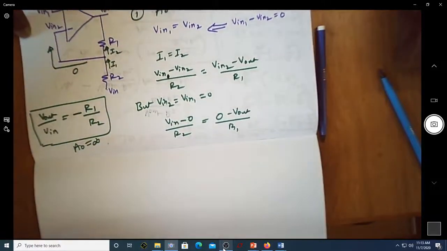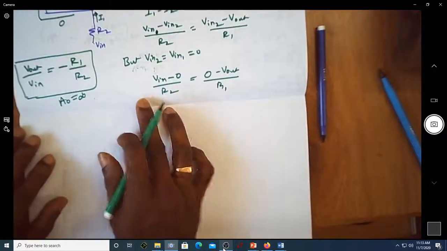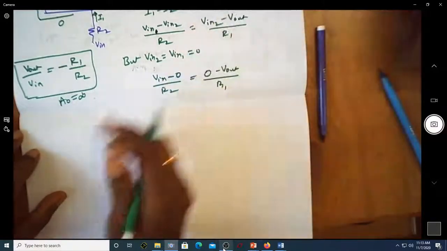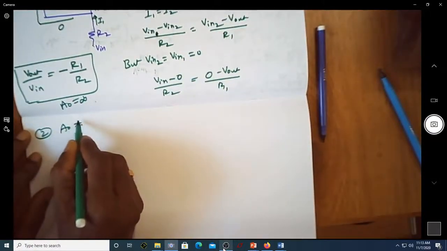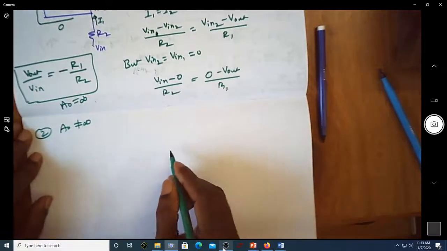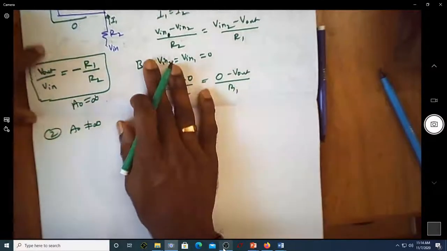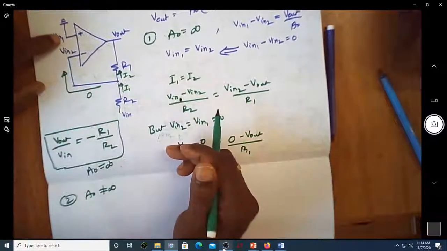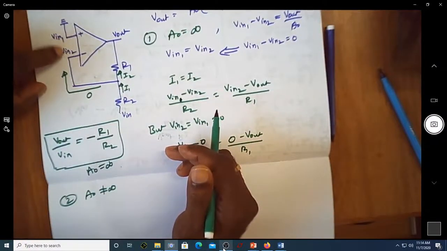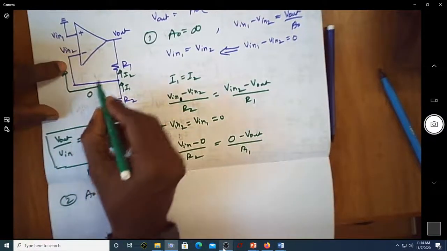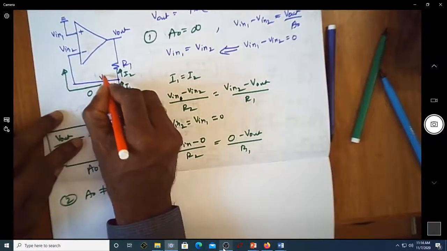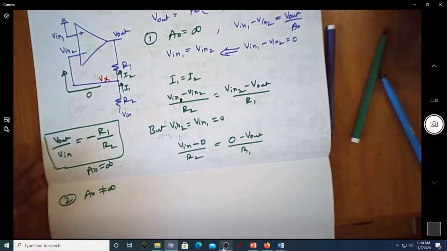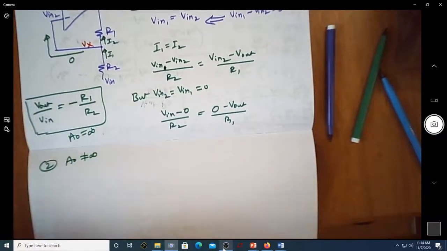Now, as we did in the previous case of non-inverting amplifiers, let us do the case where A0 is not infinity. Instead of considering this as 0 voltage, let us consider a voltage Vx at this point.